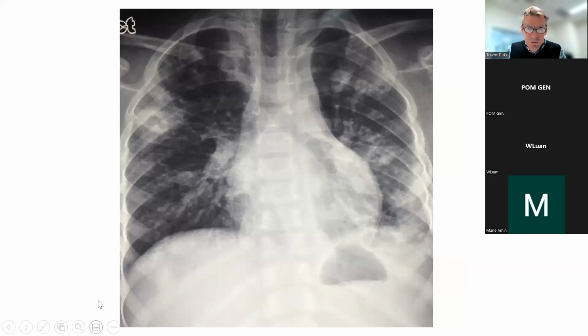All right. What about this X-ray? Can someone have a go at this one? What do you see? It's always worth just starting from the start and describing the X-ray, and then describing the normal things and then the abnormal things. So what do you see?